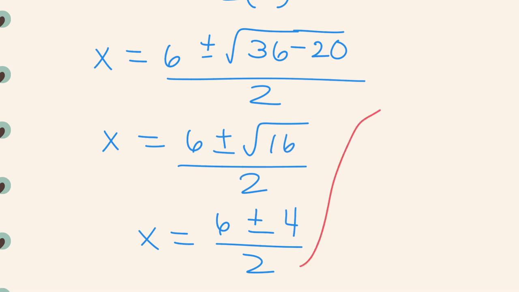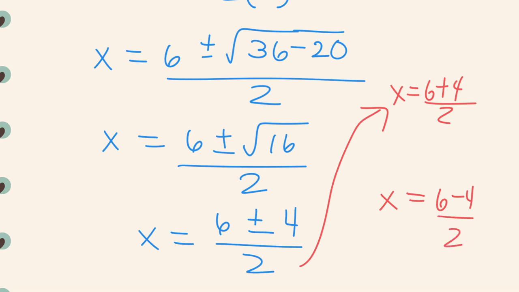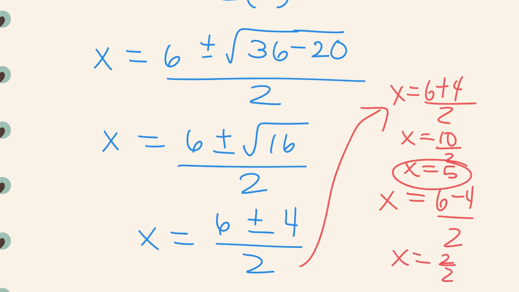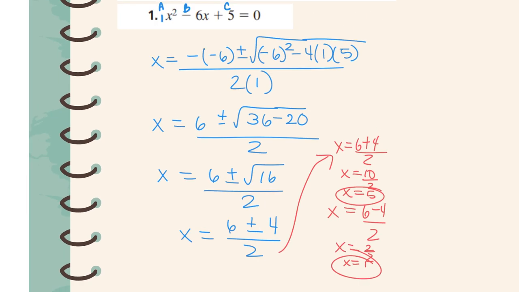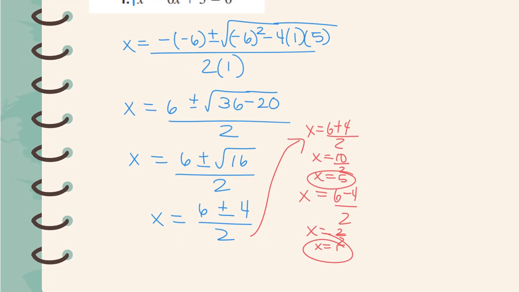Allow us to separate this over here. We're left with x equals (6 plus 4) over 2, and x equals (6 minus 4) over 2. 6 plus 4 is 10 over 2, so x equals 5. 6 minus 4 is 2 over 2, so x equals 1. And those are your two answers.